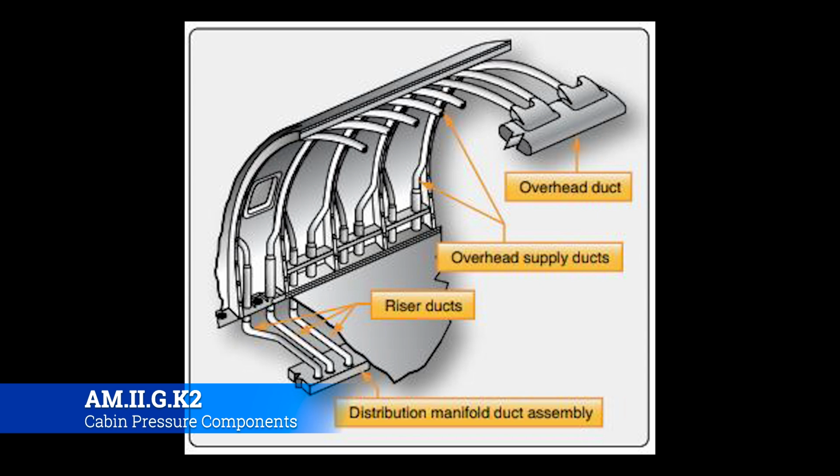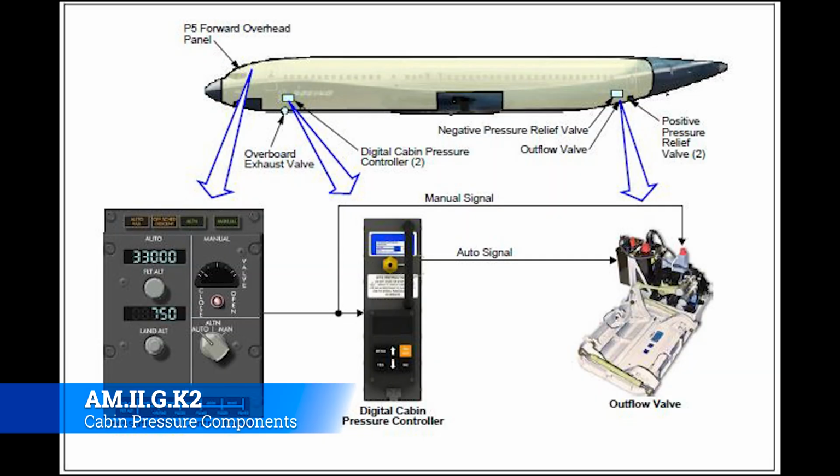But the main takeaway is that there is a ductwork system, and it doesn't just blow air straight down the cabin or anything crazy like that. Okay, and this is what the actual pressurization system looks like on the 737 MAX.